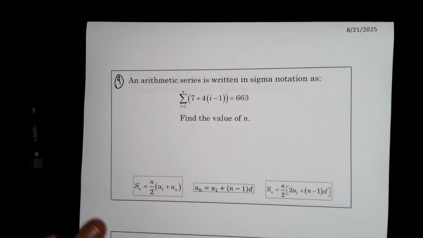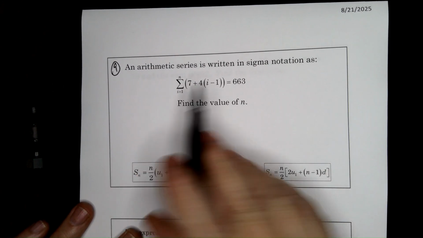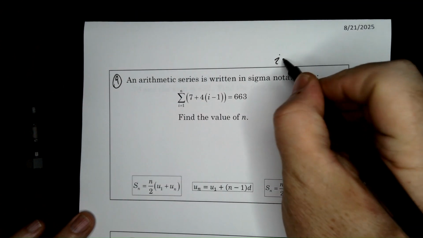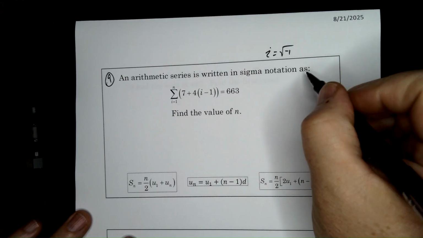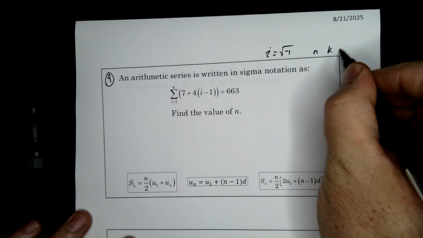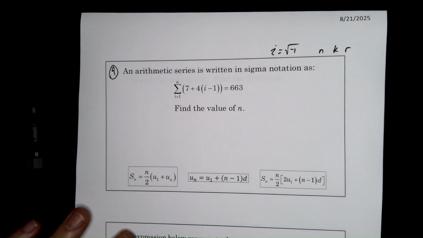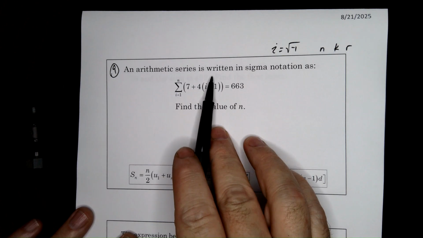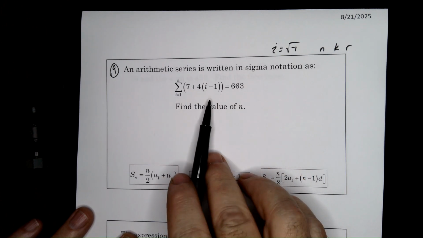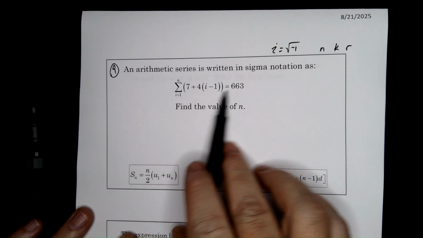All right, this one's kind of weird too. A lot of people freak out because they see i, but i in this situation is not the square root of negative 1. It's just a placeholder like n is. It could be k. Sometimes you'll see r. You'll see all kinds of different letters there. You don't have to really worry about that. So it says we have an arithmetic series, and it's written in this, and we have to find the value of n. Oh, that's kind of weird, right?